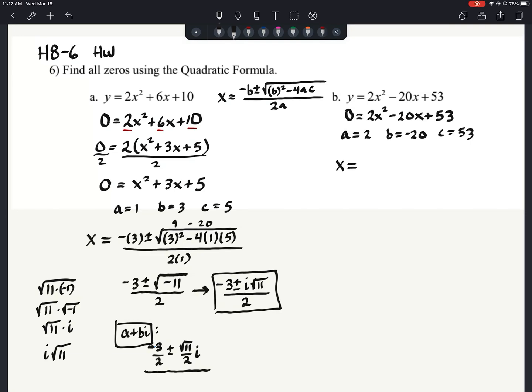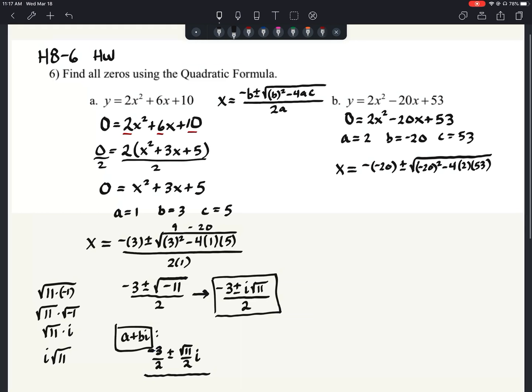X is equal to the opposite of negative 20, plus or minus the square root of negative 20 squared minus 4 times 2 times 53. Yikes. Now that's all going to be over 2 times 2. All right, well, just take your time here and simplify. We've got the opposite of negative 20 would be 20.